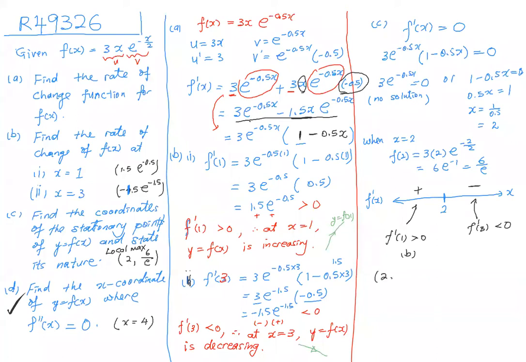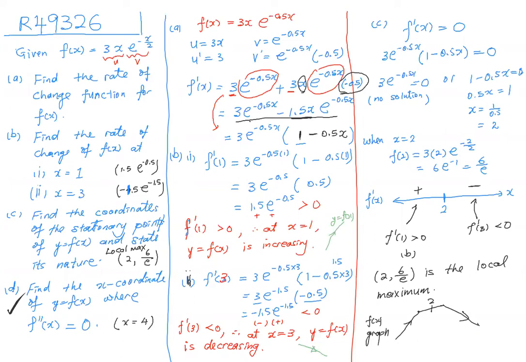So 2, 6 over e is the local maximum point. Yeah, local maximum. Everyone, are you okay? Do you know why it is a local maximum? Because the graph of f(x) goes like that. It goes up, at 2 it stops, then it goes down, right? Okay, everyone, got it?